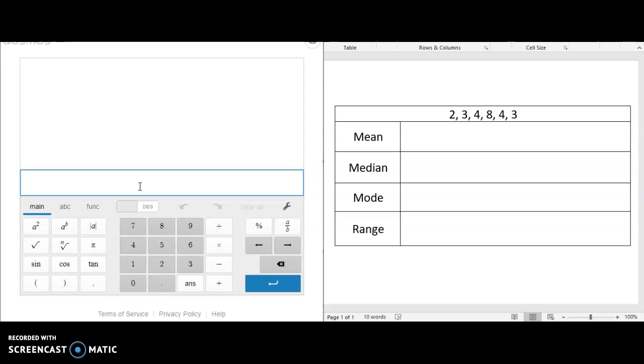So this is a review from 5th and 4th grade materials. I'm going to be going over one of the problems that you have on your assignment. If you're watching the video, it will make your work a little bit easier.